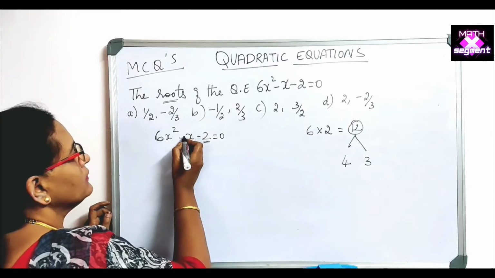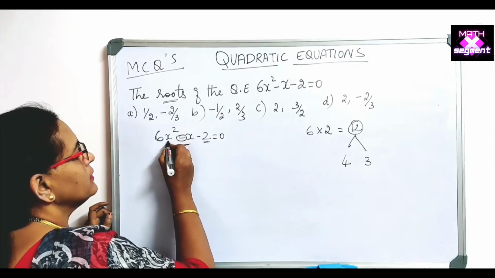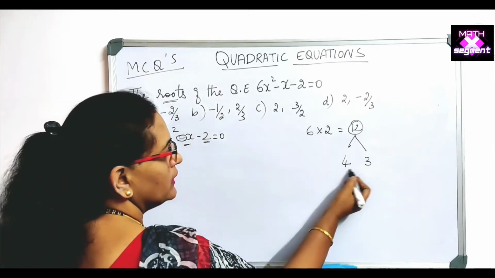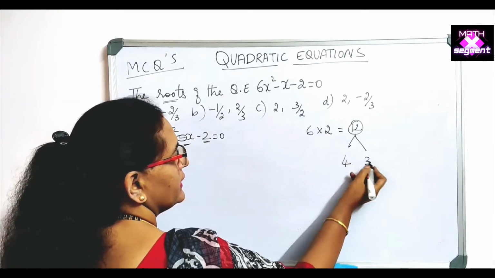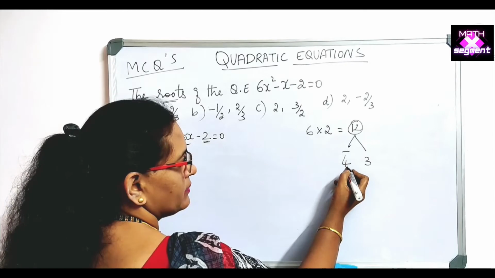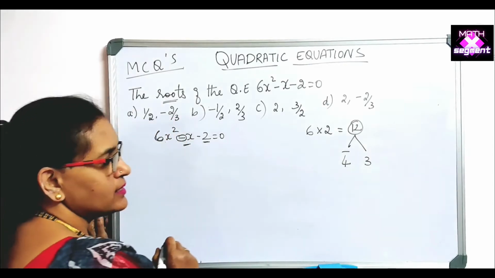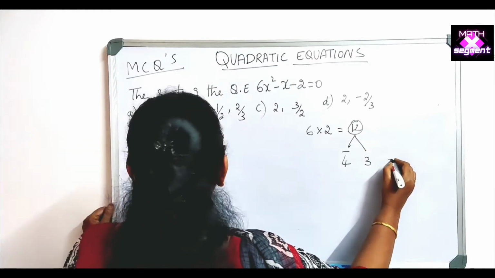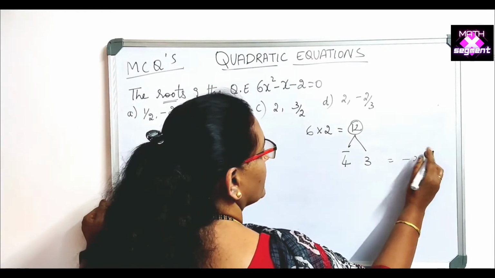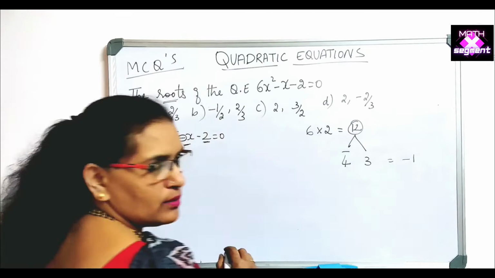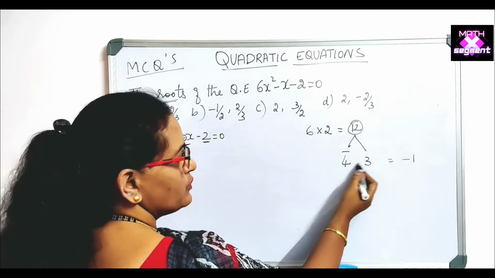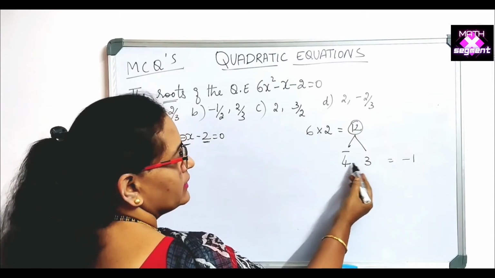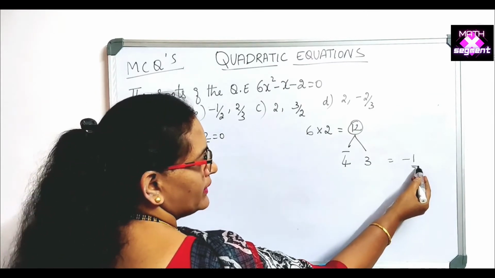Now, whatever sign comes between the first term and the second term, take that sign and put it on the greater number. Which is the greater number? 4 is the greater number. So you can put minus on that greater number. When you add or subtract, you have to get minus 1. Now you are adding or subtracting these numbers. Here we are going to subtract, because only when you subtract will you get minus 1.